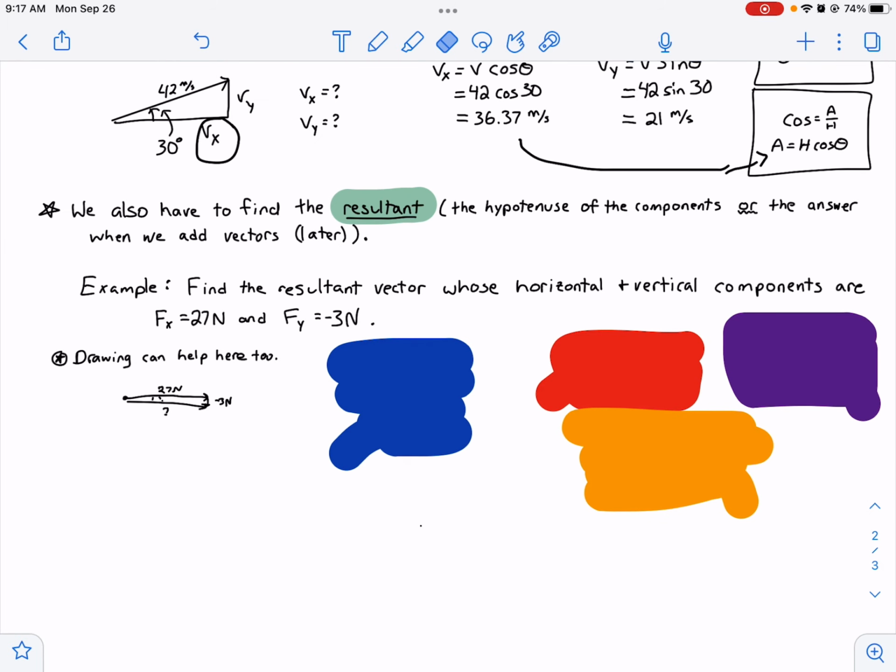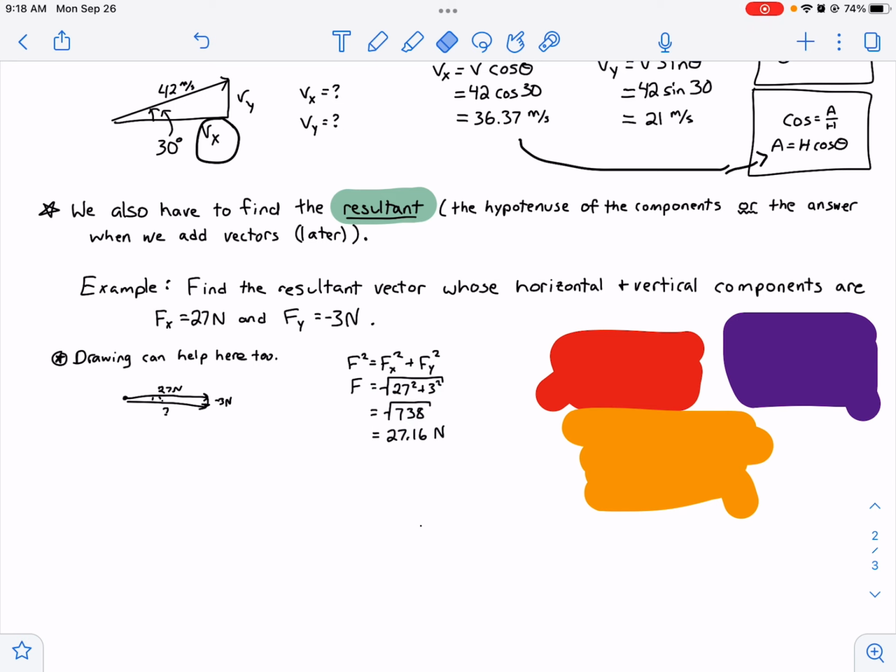To find the magnitude, the magnitude is the length of the hypotenuse. I'm going to be using good old Pythagorean Theorem. So F squared, I called it F because it's forces. F squared equals Fx squared plus Fy squared. So I'm going to be square rooting all of that in order to find F. That's what I did. And then I stuck in the 27 squared plus the 3 squared. 27 squared plus 3 squared turns out to be 738. And then I took the square root of that to get 27.16. It's really not that much bigger than 27, is it? Because the 3 is just so small in comparison. And that's okay. It's a very long and skinny triangle.